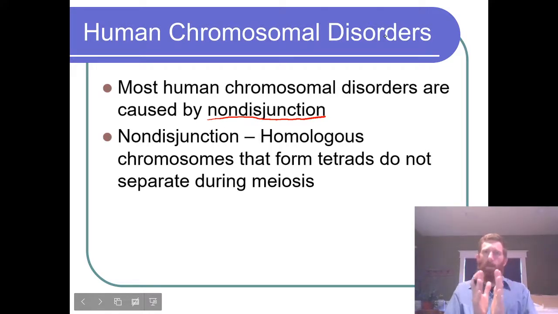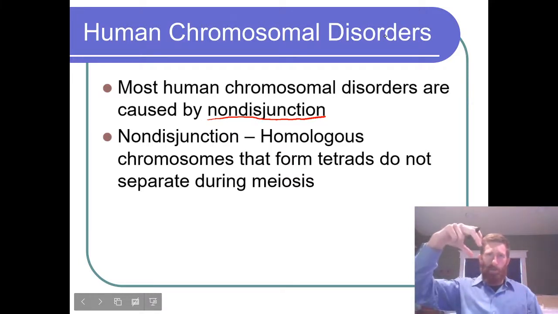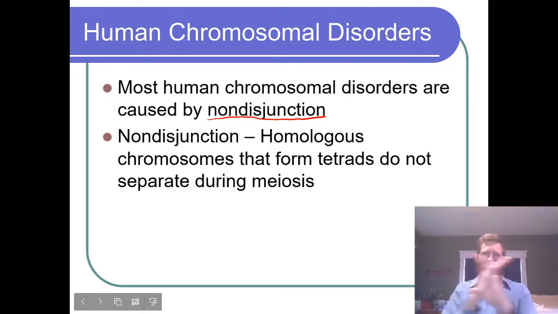So homologous chromosomes, we know that from meiosis one, right? The tetrads, the two butterfly-shaped chromosomes. Homologous chromosomes that form tetrads do not separate during meiosis one. And if you look at the word, you can even figure that out. Junction, right? If there's a junction of two roads, there's a meeting of two roads. So junction means to stick together or to meet, to join. Disjunction obviously then is separating, right? And then if you say non-disjunction, that means that it's not separating, so they're staying joined together.